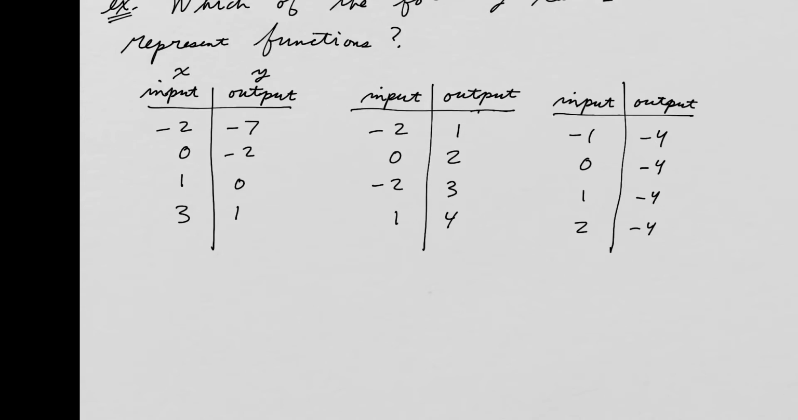Okay, so which of those are functions? First of all, they are all relations, right? Because the table is just another way of writing a set of ordered pairs. It's saying the same thing. So all three of them are relations. But which ones are functions?